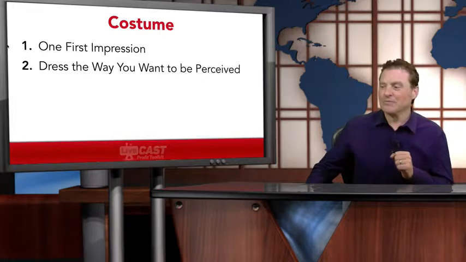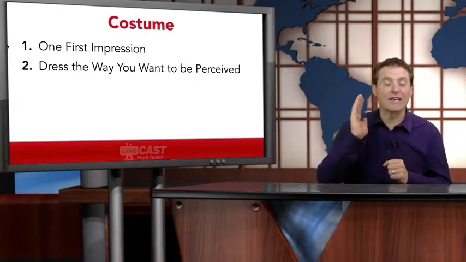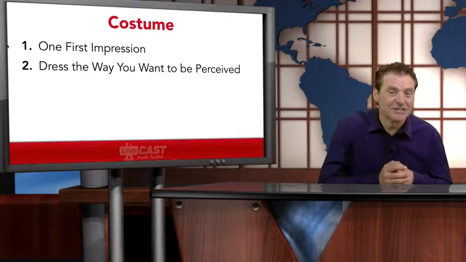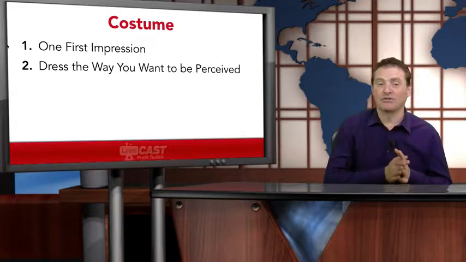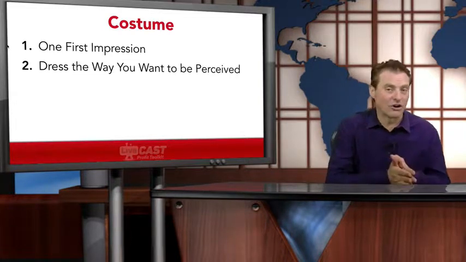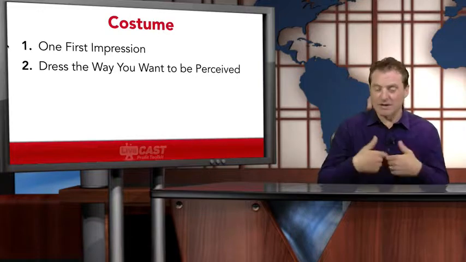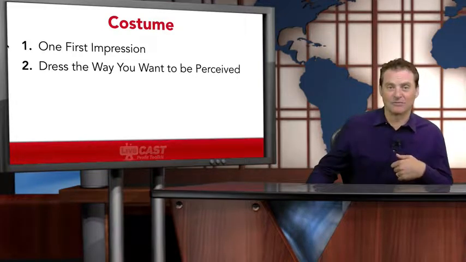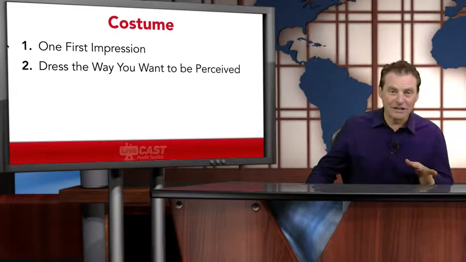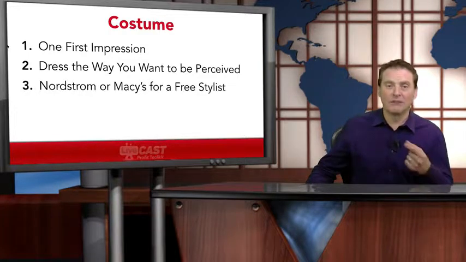That's number one. Next, you want to dress the way you want to be perceived. Okay, so if you want to be perceived as a baker or a dancer or an artist or a business person, make sure you wear the appropriate costume. And you can be an individual, but just don't be a slob about it.